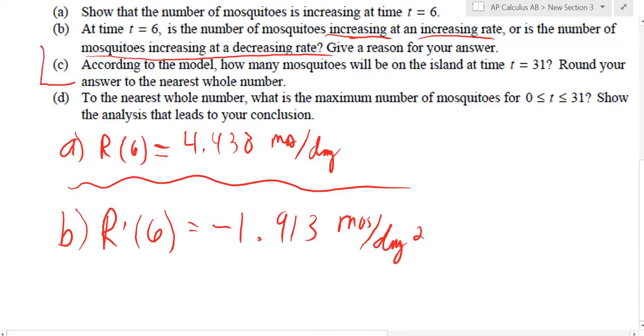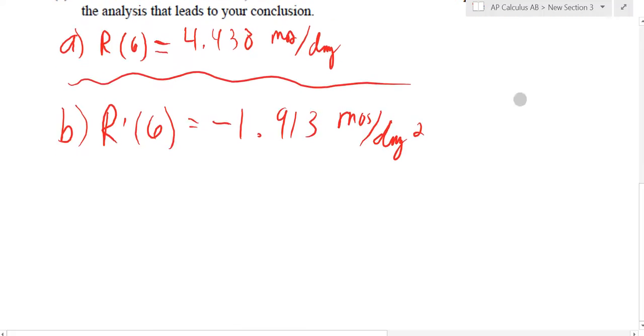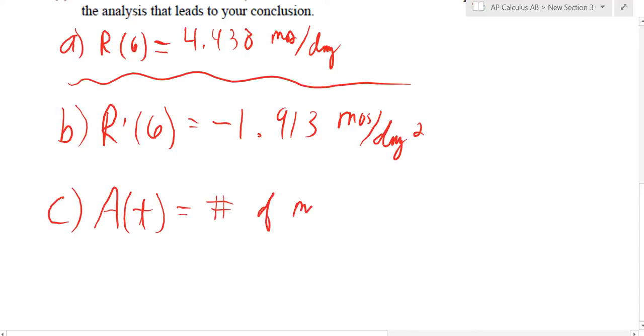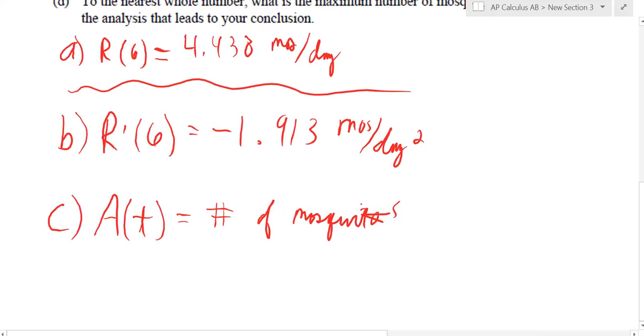And then C asks us how many are there going to be at time equals 31. And yesterday we talked about if you know the derivative of a function, in this case the amount function. So that's probably the first thing I would have done for this question, like in general. I would have made up a function called A of t. And I said A of t equals the amount of mosquitoes at time t.